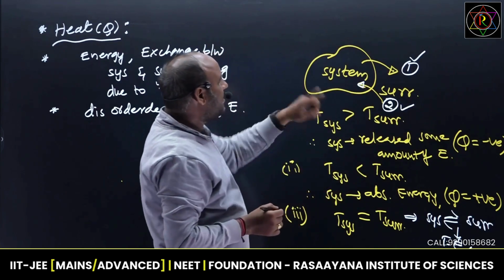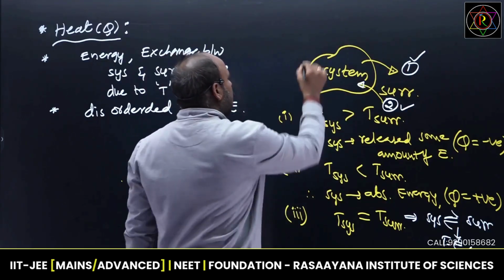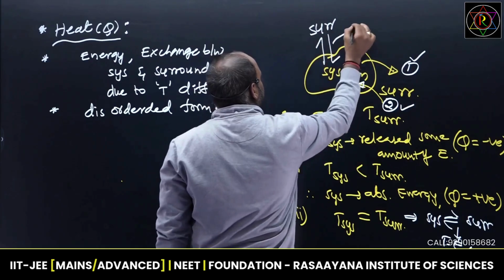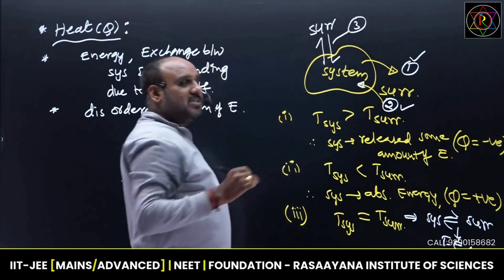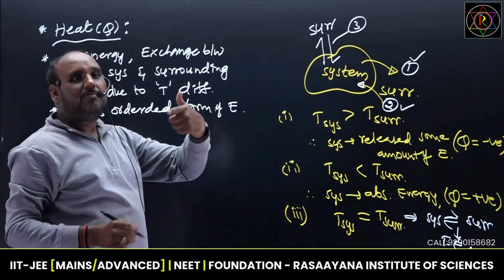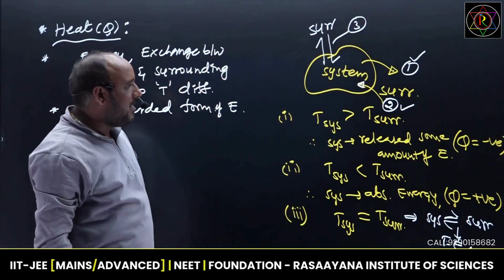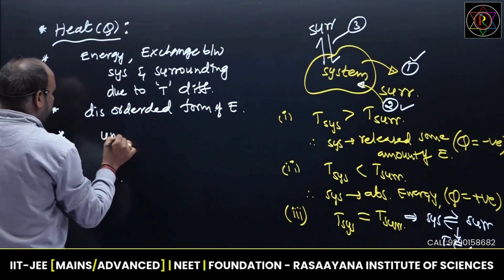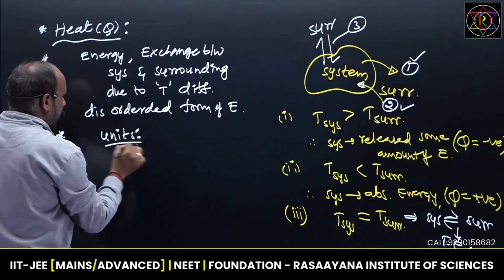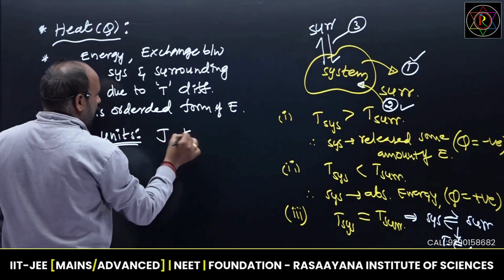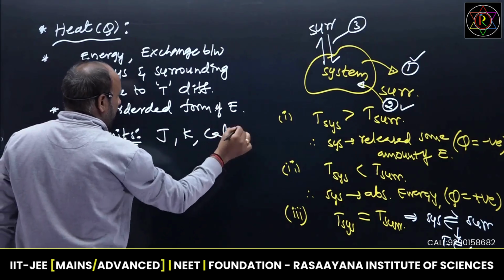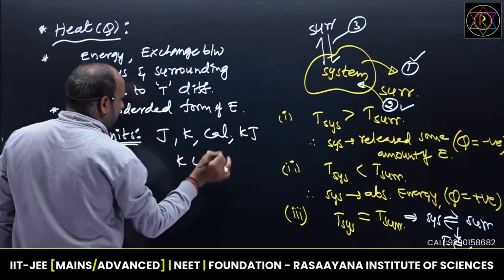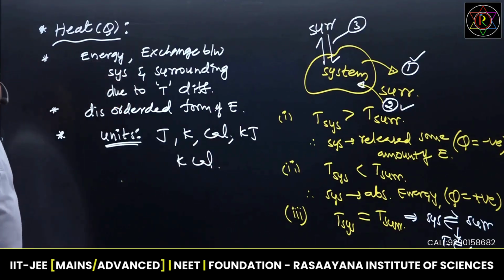When the temperatures of both the system and surroundings are the same, that is the third situation. Therefore the system and surroundings are said to be in thermal equilibrium, right? This is a form of energy. The units of energy will be joules, Kelvin, calories, or kilojoules or kilocalories. These are all units of heat energy.